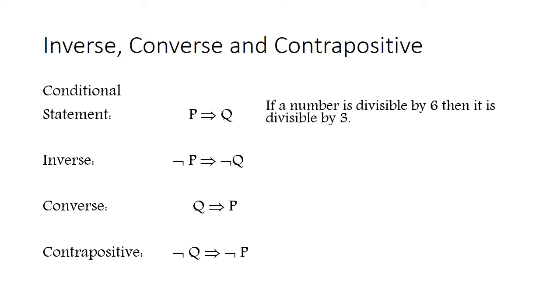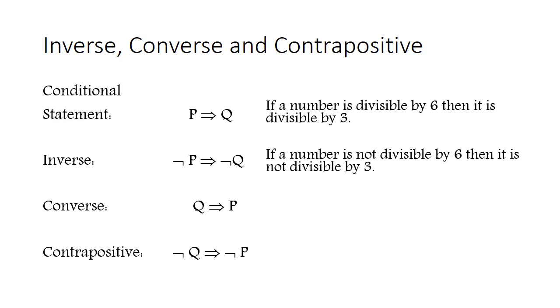Suppose the original conditional statement is: if a number is divisible by 6, then it is divisible by 3. You know it very well. The divisibility test of 6 is that it should be divisible by 3 as well as by 2. So this statement is true. So what will be the inverse? The inverse is: if a number is not divisible by 6, then it is not divisible by 3.